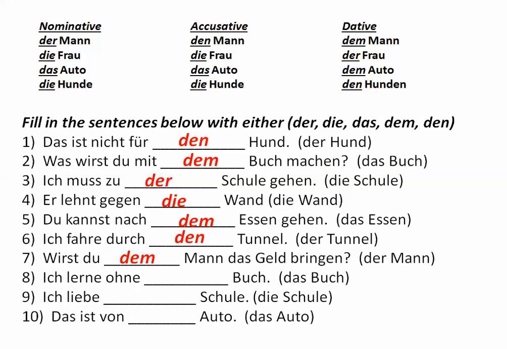Ich lerne ohne, ohne is an accusative preposition, so das Buch stays das. Ich liebe, what do you love, that's the direct object, in this case Schule, which is feminine, which stays die. Und das ist von is a dative preposition, making das change to dem Auto.